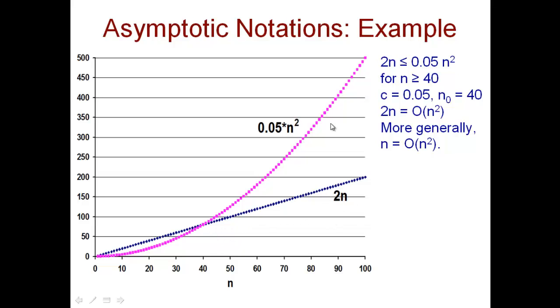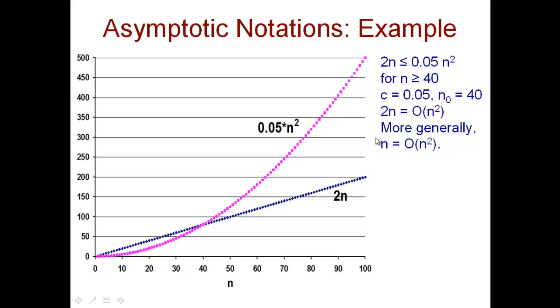So we can say for n greater than or equal to 40, the function 2n is always less than or equal to 0.05 n square. Once n is greater than or equal to 40, the value of 2n will always be less than or equal to this. It won't go above 0.05 n square. So we can say this 0.05 n square function is an upper bound for this 2n function.